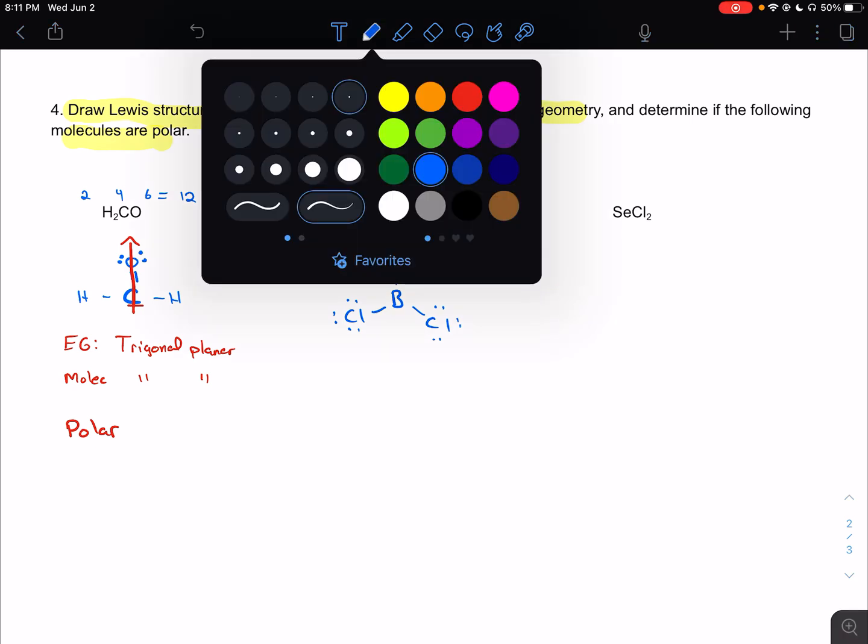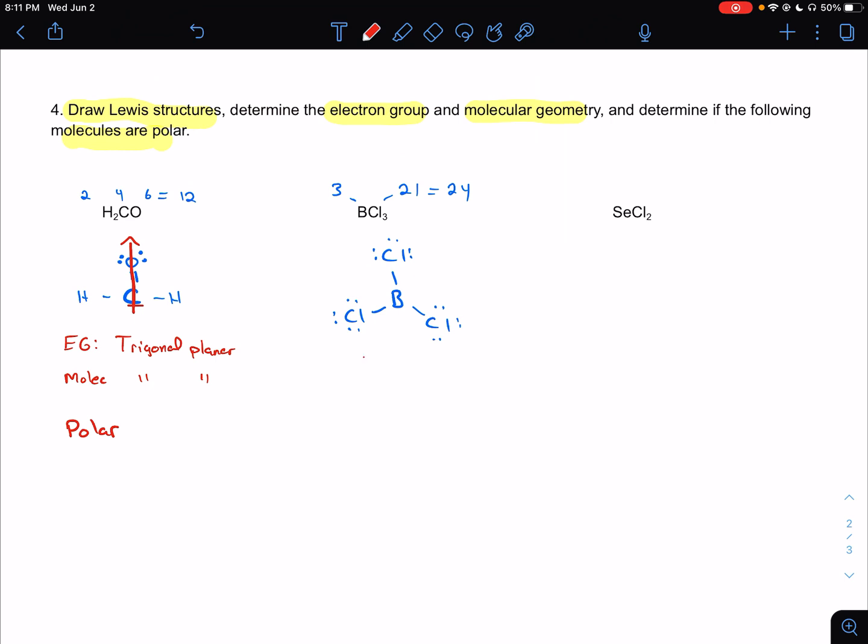And when we look at this, we can say this is also going to be trigonal planar for both the electron group and the molecular, right? 3 things coming out of that central point. And while each of these bonds are indeed polar, they all point in opposite directions. And so this is a nonpolar molecule. So there are polar bonds, but the molecule will be nonpolar because each of those bond dipoles will cancel out.